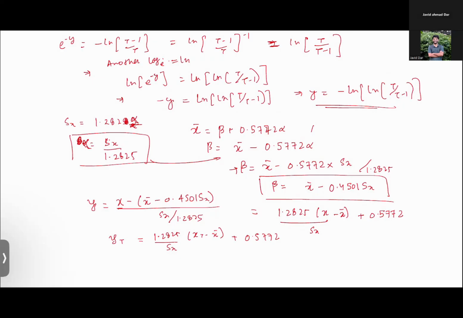If we want to calculate xt from this equation, you take the terms on the right side, so xt will come as x bar plus (yt minus 0.5772) into sx divided by 1.2825. So this term is called the frequency factor.